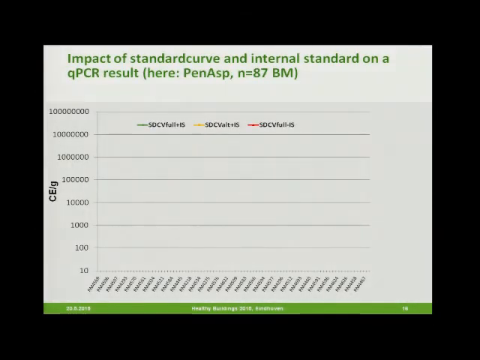What you're going to see here now is a graph. I just did a simulation, seeing what this looks like. This is Penicillium aspergillus in 87 building material samples, plotted here with cell equivalents per gram on the y-axis. I just sorted the samples based on their concentration. This is what it looks like if you have a standard curve with this full set of 5 different aspergillus fungi with our normal setup.